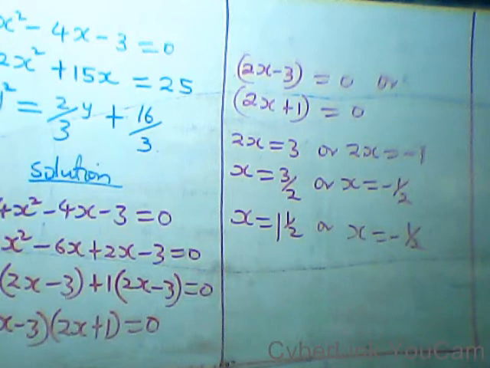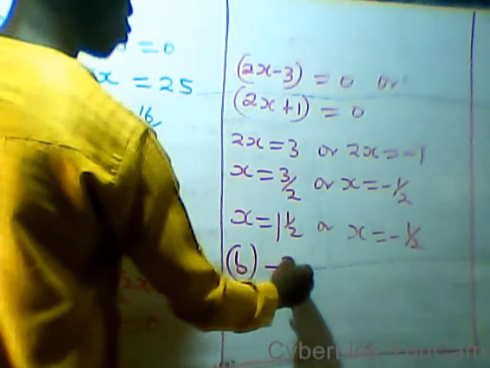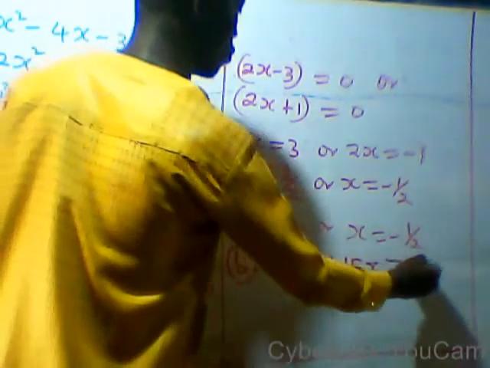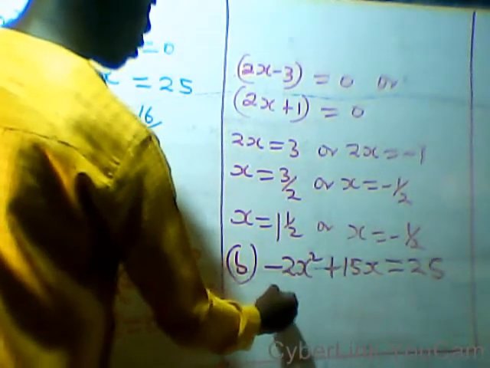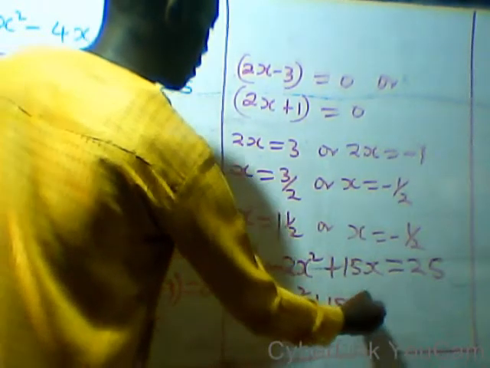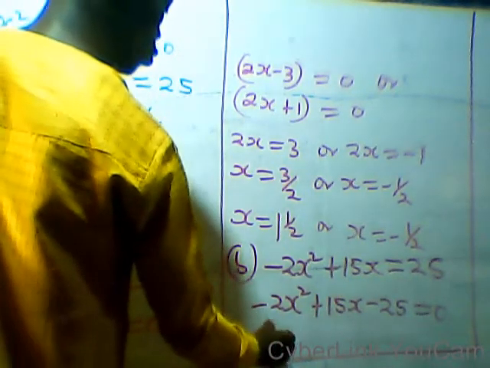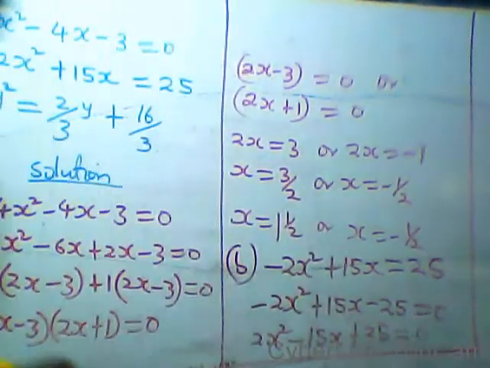Then the second one, if you look at the way we have it, we need to rearrange. The second one, which is b, said that we have minus 2x squared plus 15x is equal to 25. So if you rearrange that, of course, you are going to have minus 2x squared plus 15x minus 25 is equal to 0. And I can decide to multiply by minus 1 to get it in the proper way. If I multiply by minus 1, I'm going to have 2x squared minus 15x plus 25 is equal to 0.